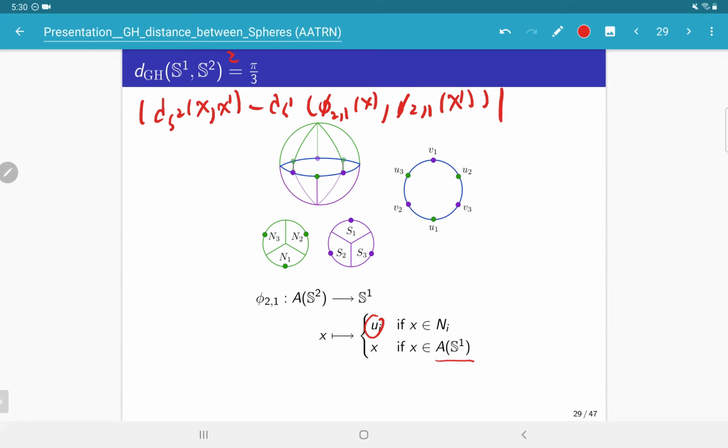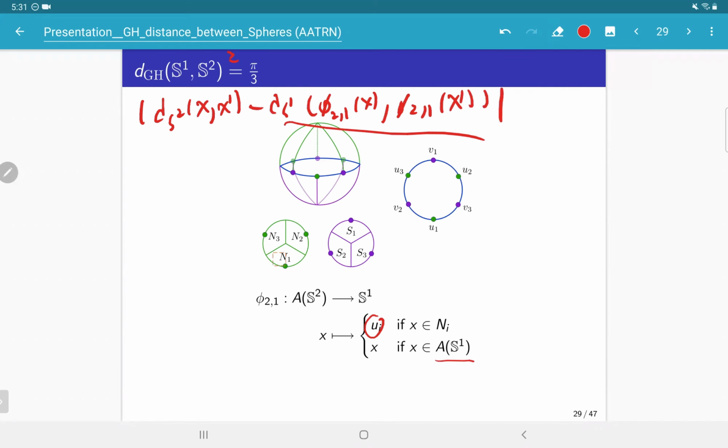Now let's do a case-by-case analysis. For example, suppose x and x prime are points in the same N1. Then the distance between phi sub 2, 1 of x and phi sub 2, 1 of x prime will be 0 because they all go to u sub 1, while the diameter of N1 is 2 pi over 3. Therefore, this part is upper bounded by 2 pi over 3. So we can show that this distortion is less than or equal to 2 pi over 3.